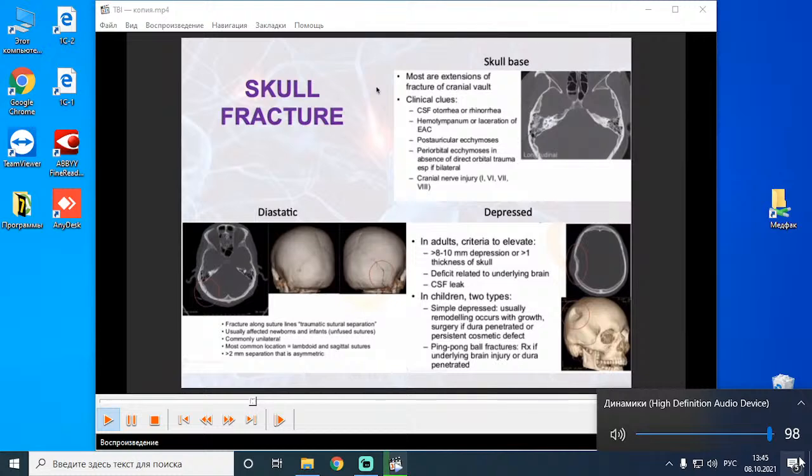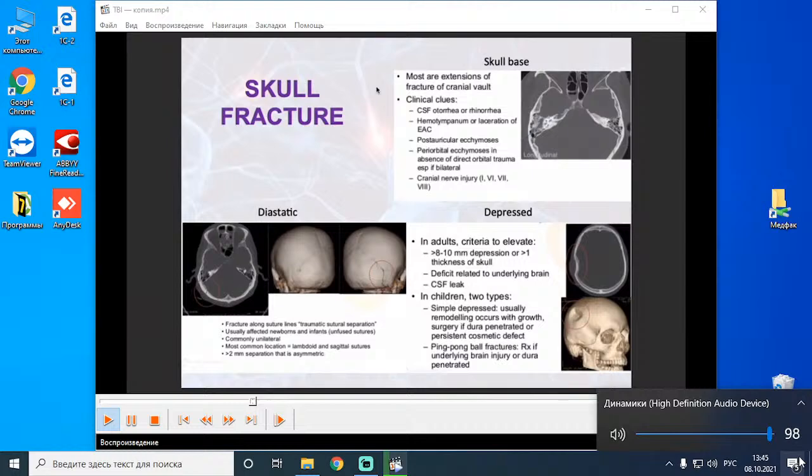Here you can see separation of sutures. It usually affects newborns and infants with unfused sutures, commonly unilateral, as opposed to bilateral, which means from both sides. The most common locations are the lambdoid and sagittal sutures. More than 2 mm separation that is asymmetric.